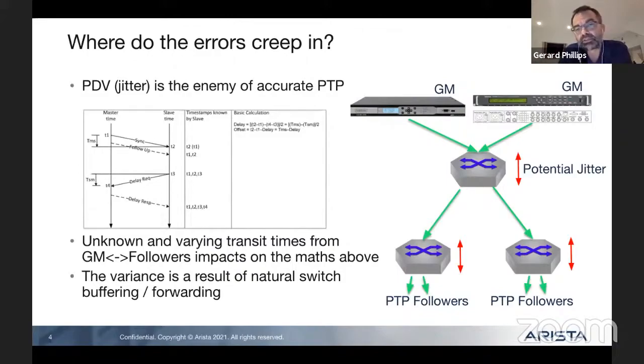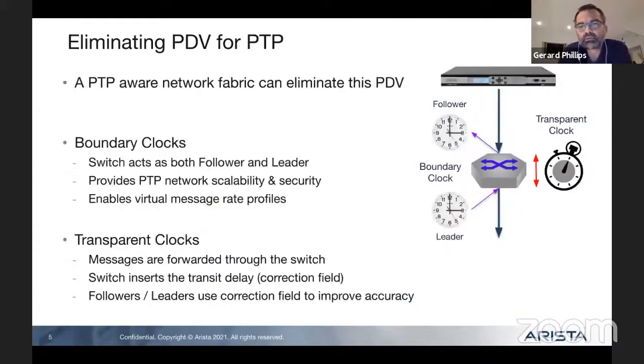So the simplistic view of the maths suddenly falls apart a little bit, in the sense that you're adding in unknown jitter to the path between the grandmaster and endpoints. So the math starts to fall apart. All the places with the red arrows, those are potential jitter injection spots. There's nothing you can do about it. It's what switches do. That's how they do their magic. So what we're going to end up with is packets and timestamps that have got this inherent jitter built into them. So what we need to do to create accurate time is to get rid of that jitter.